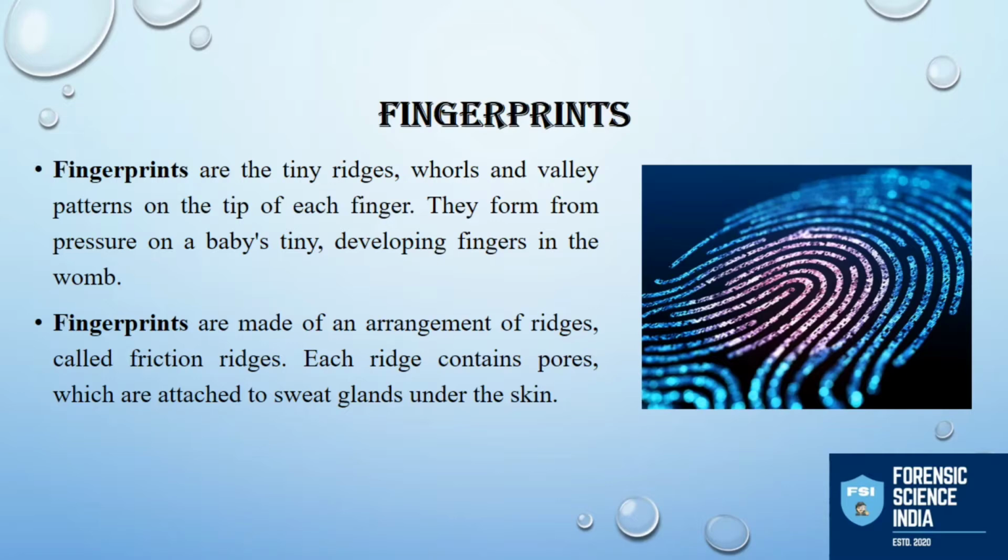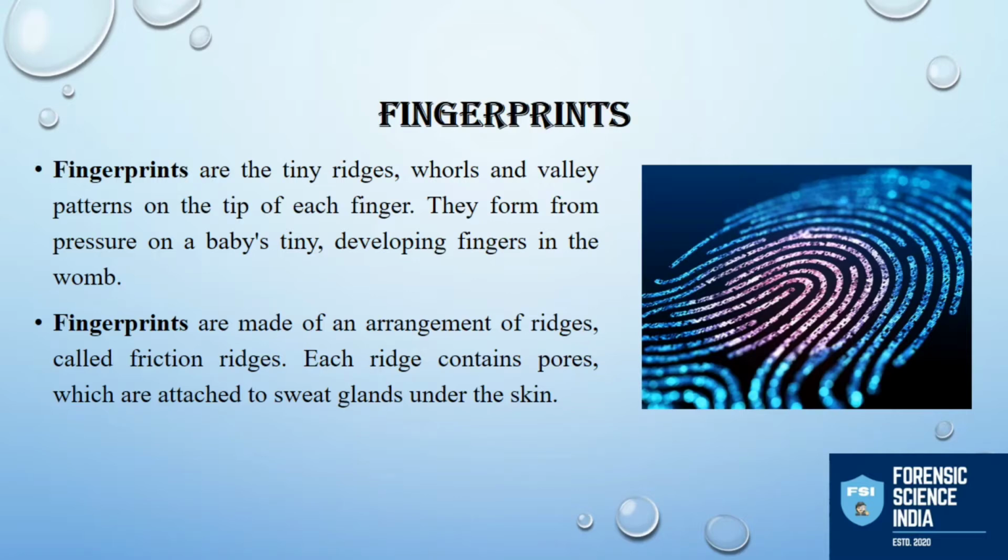So fingerprints are the tiny ridges, whorls and valley patterns on the tip of each finger. They form from pressure on a baby's tiny developing fingers in the womb. So the formation of fingerprints takes place inside the womb. That is, the pressure is exerted from each side in the womb. Fingerprints are made of an arrangement of ridges called friction ridges. So an arrangement of ridges is known as friction ridges, and a fingerprint is made up of that kind of arrangement.